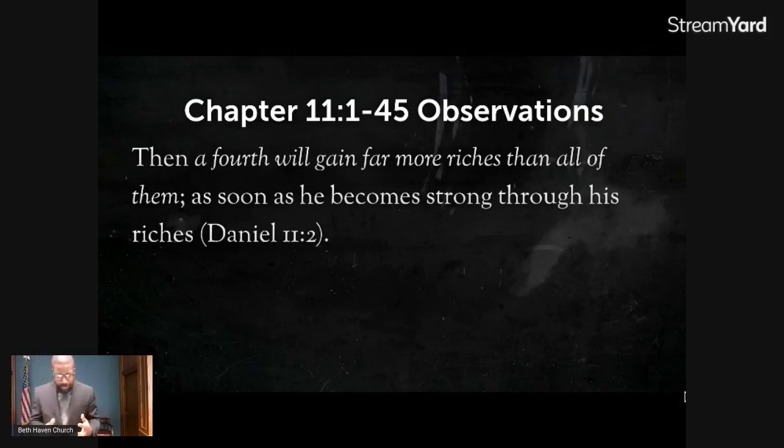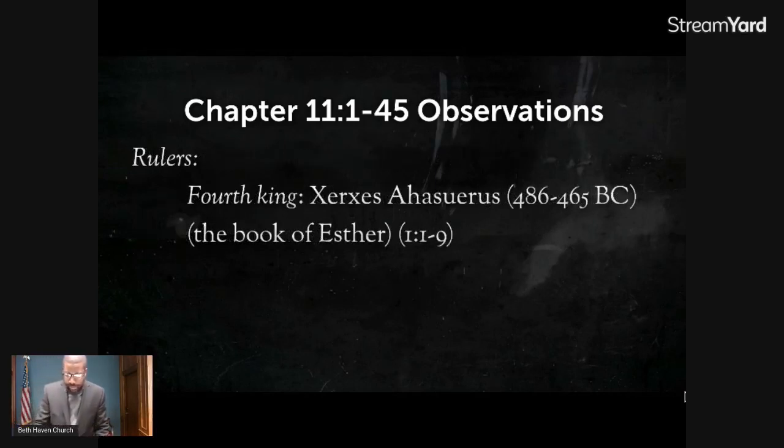But then we find a fourth will gain far more riches than all of them. This is found in chapter 11, verses 2 and following. As soon as he becomes strong through his riches, again, Daniel chapter 11, verse 2. So the fourth king who exceeds all of these individuals is Ahasuerus. Okay? We find him in the book of Esther. He plays very prominently in history because the book of Esther talks about the preservation of Israel.